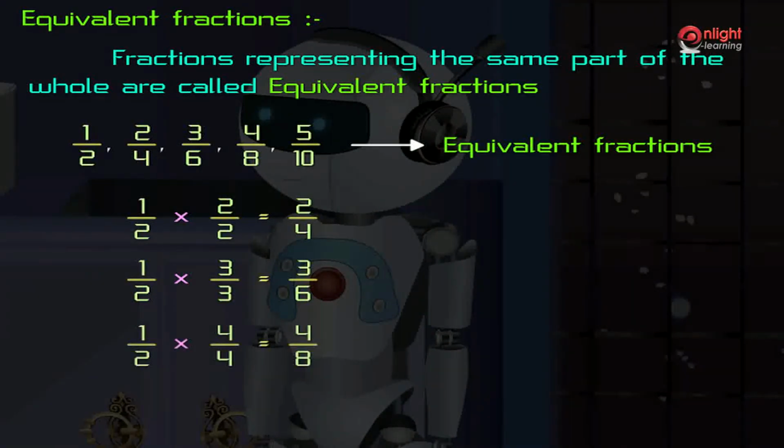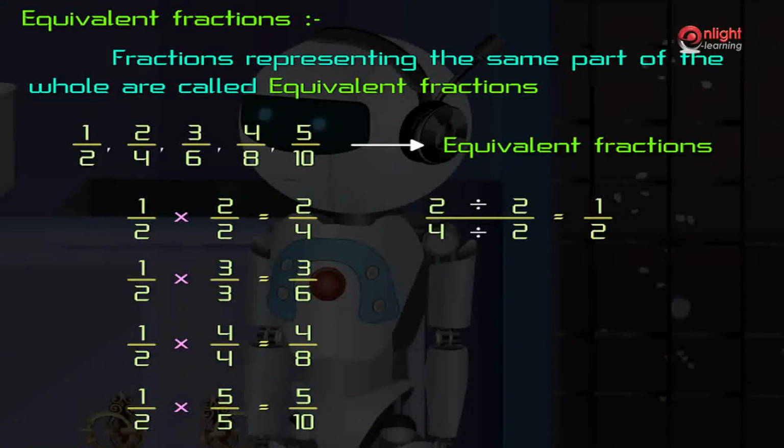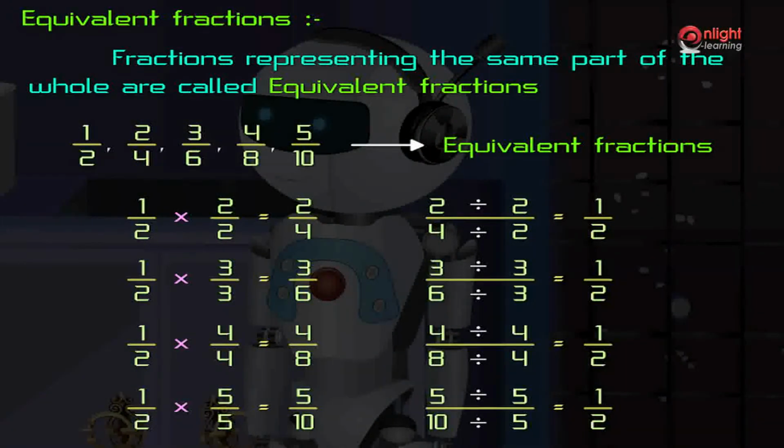Again, 1 by 2 multiplied by 4 gives us 4 by 8, and 1 by 2 multiplied by 5 gives us 5 over 10. We can even say dividing the numerator and the denominator of 2 by 4 by 2, we get 1 by 2. So, to find an equivalent fraction of a given fraction, you may multiply or divide both the numerator and the denominator of the given fraction by the same number.